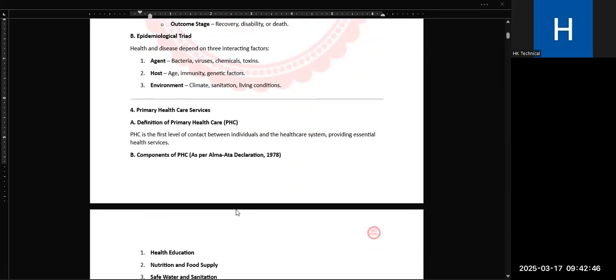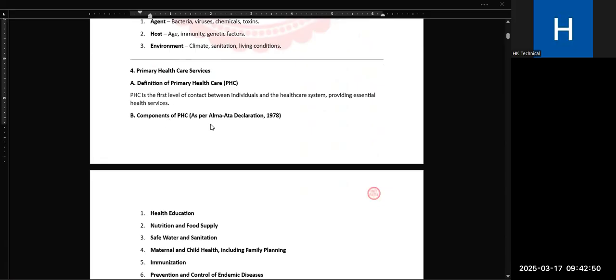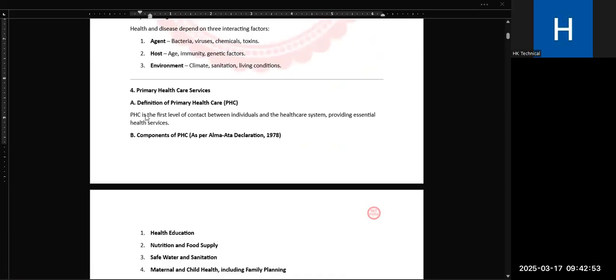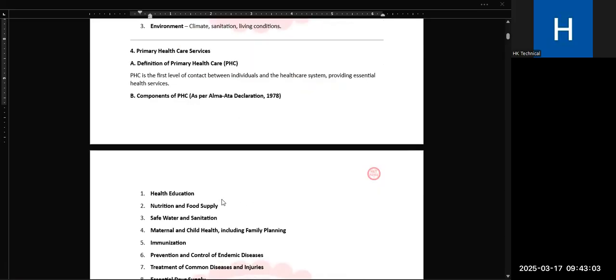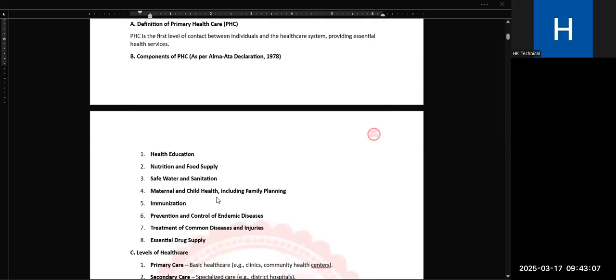Next, we have primary healthcare services, which include PHC. PHC is the first level of contact between individuals and the healthcare system, providing essential health services. Components of PHC as per the Alma-Ata Declaration 1978 include health education, nutrition and food supply, safe water and sanitation, maternal and child care including family planning, immunization, prevention and control of epidemic and endemic diseases, treatment of common diseases and injuries, and essential drug supply. So those are the components of primary healthcare.